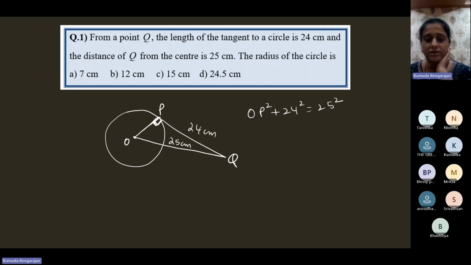Q is the external point. OQ is the distance between the center and the external point. PQ is the tangent segment, which is the length of the tangent here. I told you, tangent segment. PQ is a tangent segment. Its length is 24. So you can find the radius using Pythagoras theorem.